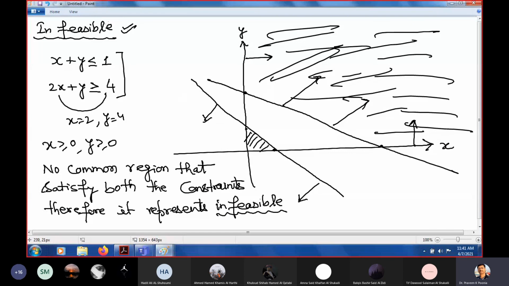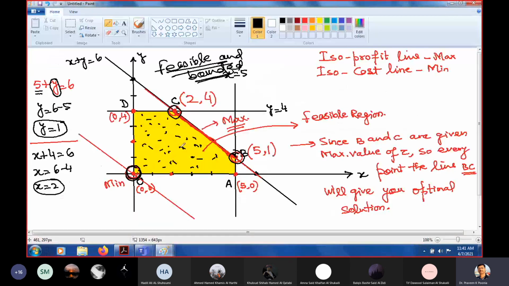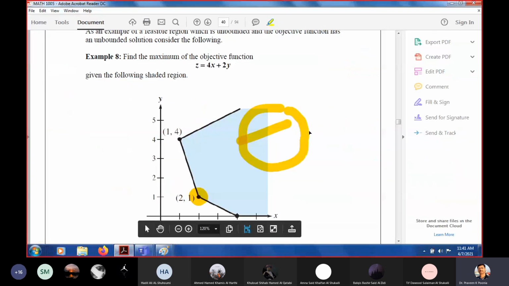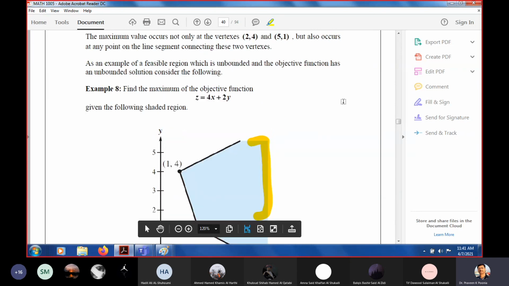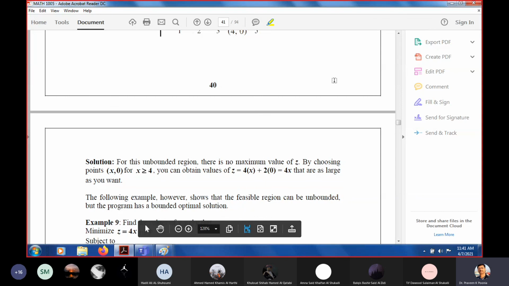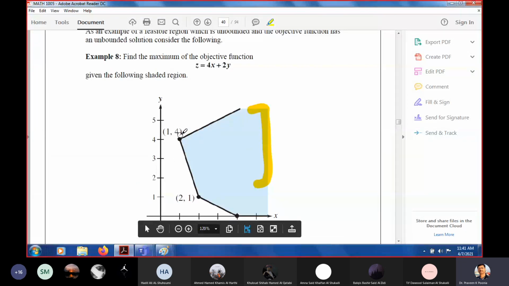One possibility is that it is infeasible, meaning we are not getting anything common. Another is feasible and bounded, like this one. And the third one is that it is open above. It is unbounded. This region is called an unbounded region. Because it is unbounded, it has no maximum. It can have a minimum because on the downside there are corners.